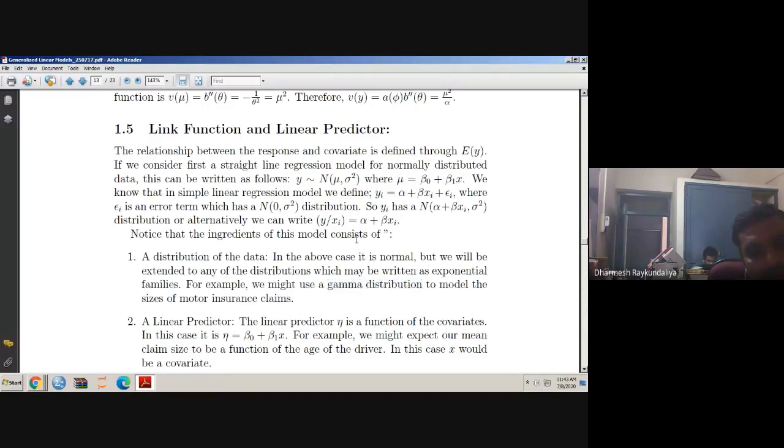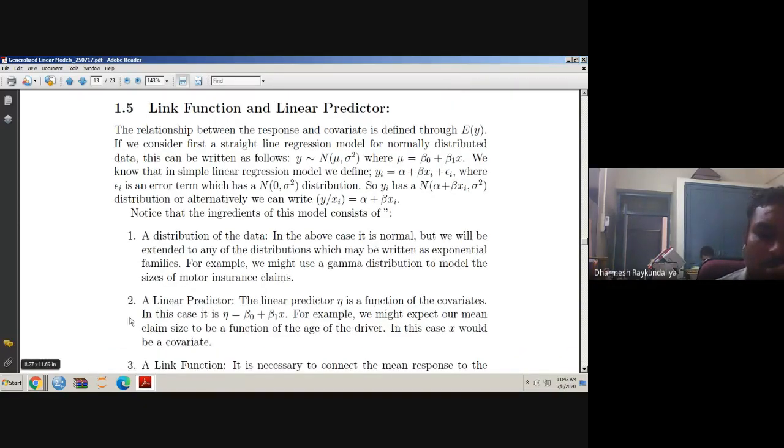So one ingredient is the distribution of the data. As I said, if you don't know the distribution of the data, you can identify it through the variance to mean relationship, because we know that. But it should be a member of the exponential family. Then we can apply the generalized linear model. Second is a linear predictor.